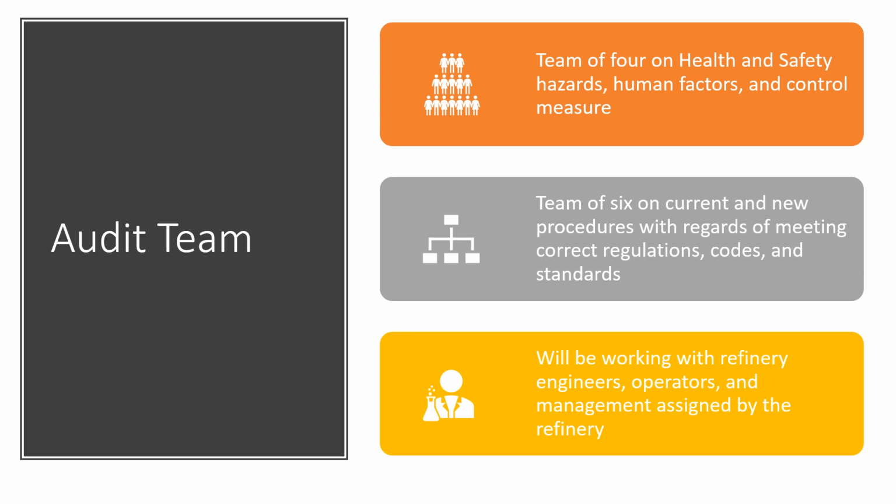The audit team: there will be a team of 4 on the health and safety hazards, human factors, and control measures. So this team will be looking directly at that, trying to reduce any kind of hazards that can occur from the new design process, as far as making sure that all the correct procedures on how to work on certain equipment, how to operate certain equipment, such as the contact tower, what kind of safety devices, how they should be tested, and how often, and different standards as far as that.